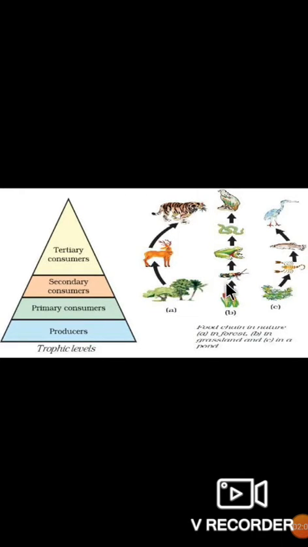But in the grassland ecosystem, you can see on the grasses many insects are there, so they are the primary consumers. Then the frogs are the secondary consumers. Here the snakes or the birds are the tertiary consumers.